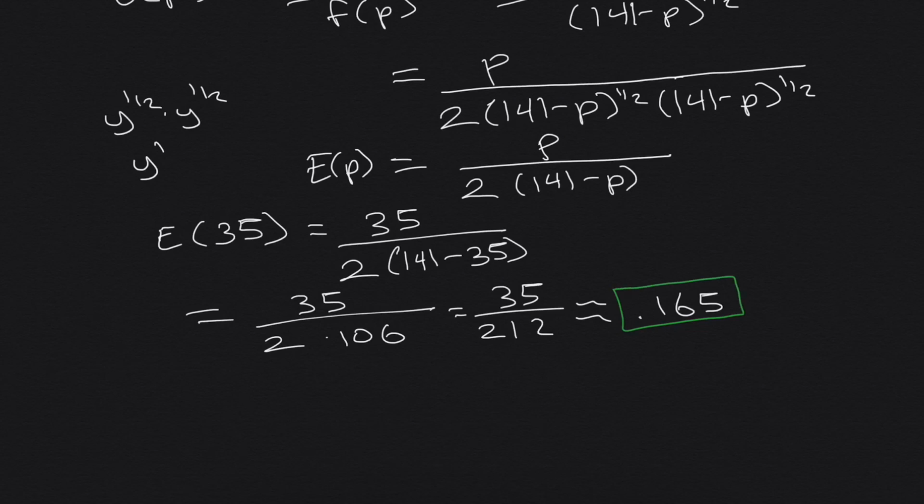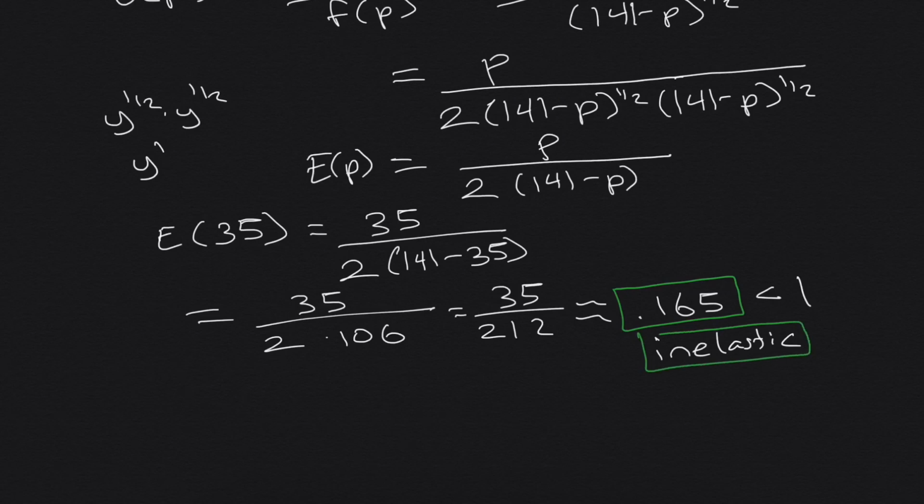And then typically, maybe not always, but typically on these problems, you'll be asked, okay, find E of something. In this case, E of 35 is equal to 0.165. And then you'll be asked, is it elastic? Is it inelastic? Is it unitary? In this case, this elasticity was less than 1. So that is going to be inelastic.